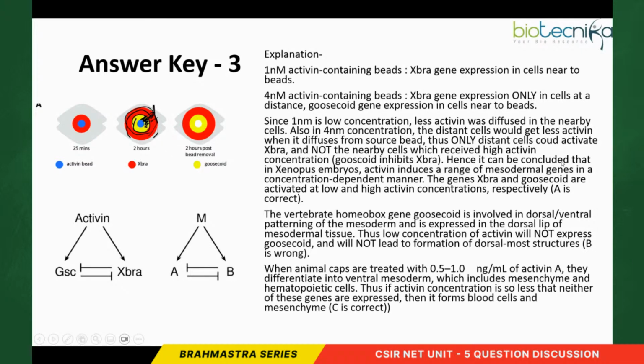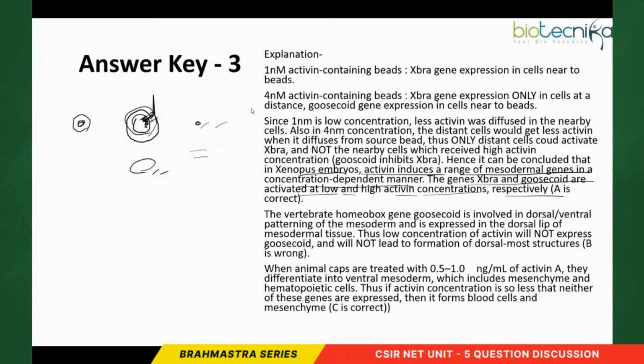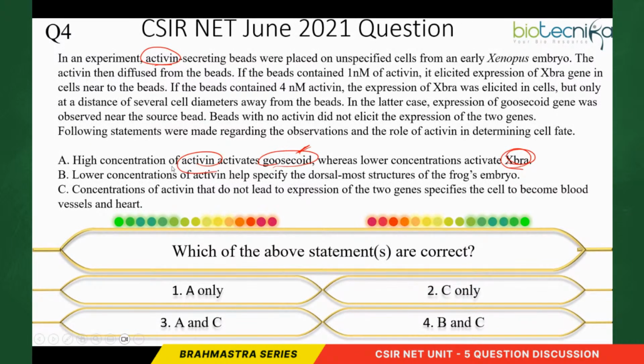Okay, so hence it can be concluded that in xenopus embryos, activin induces a range of mesodermal genes in a concentration dependent manner. The genes XBRA and goosecoid are activated at low and high activin concentrations, and 2 hours post bead removal, even if you remove the bead, you can already see the effects are still there, right? So what they have asked over here is, high concentration of activin activates goosecoid. That is true, whereas low concentration activates XBRA. That is why A is correct.